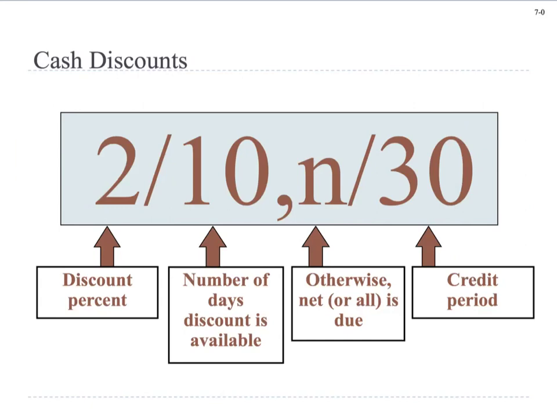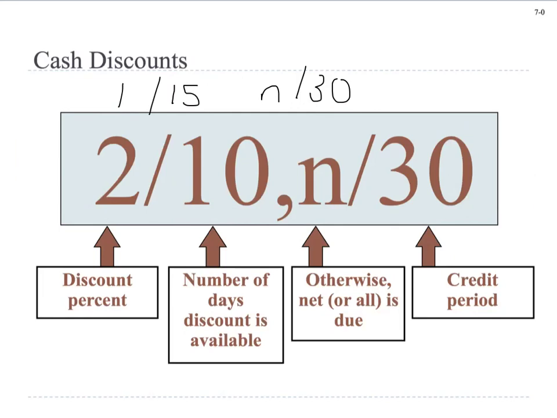You could see something like 1/15 net 30. Same type of thing. Here you would get a 1% discount if you pay it within 15 days, but you wouldn't have to pay it for 30 days, which would be the normal balance.